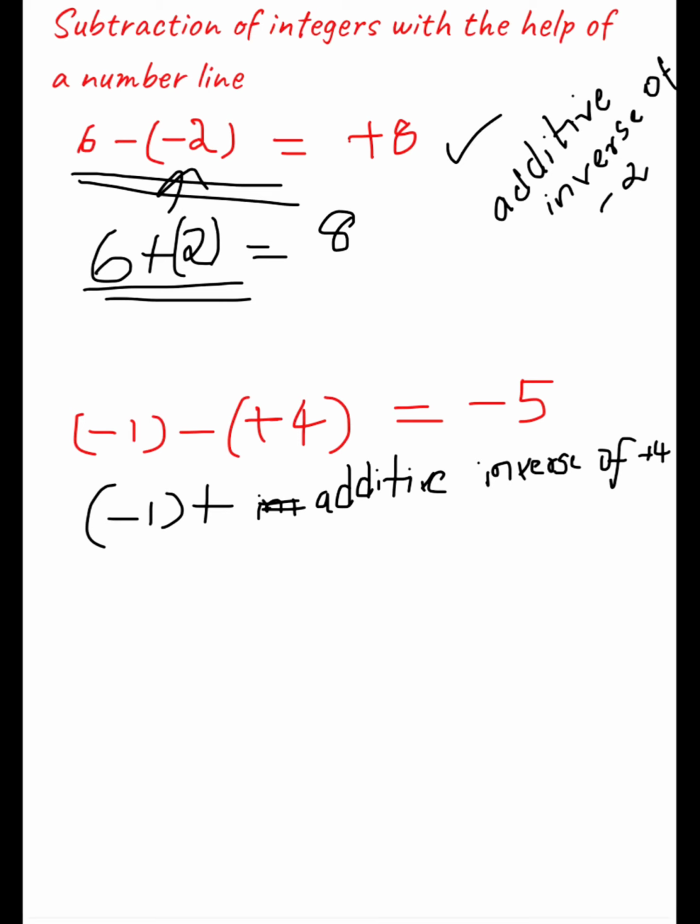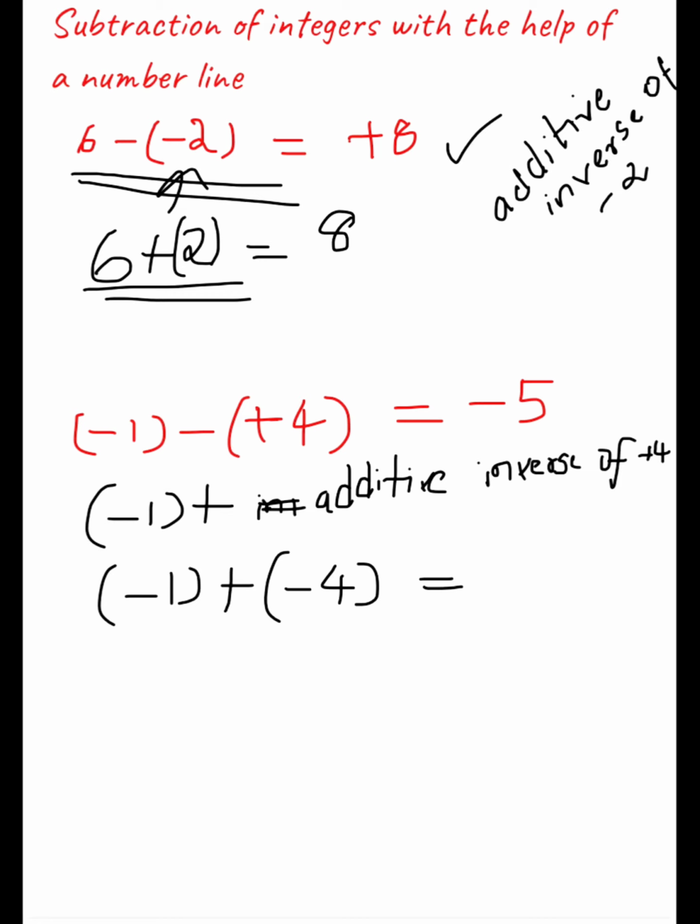How will you take the additive inverse? You have to just take the opposite sign. If it is plus, you have to take the minus sign. If it is minus sign, you have to take the plus sign. In that way you will find the additive inverse. So if you are asked to find the additive inverse of plus 4, it will be minus 4. So minus 1, instead of minus you have to put the plus sign and you have to add the additive inverse of plus 4 which is minus 4.